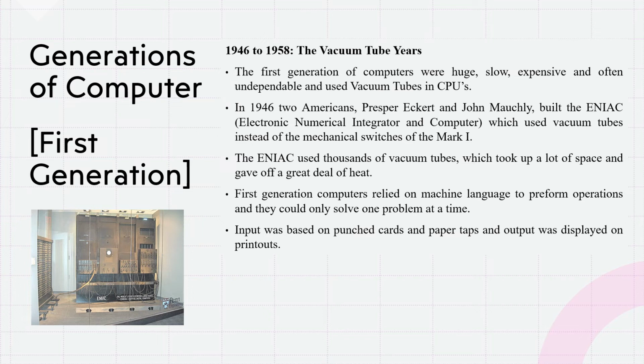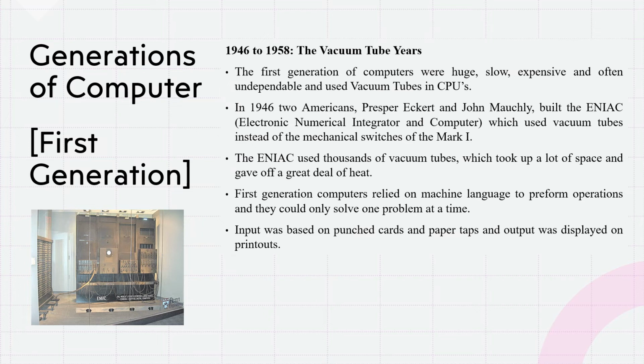The first generation started from 1946 and continued till 1958, which was also known as the vacuum tube years. The first generation of computers were huge, slow compared to the current generation, expensive and often undependable, and used vacuum tubes in CPUs. In 1946, two Americans, Presper Eckert and John Mauchly, built the ENIAC, the Electronic Numerical Integrator and Computer, which used vacuum tubes instead of the mechanical switches of the Mark I.